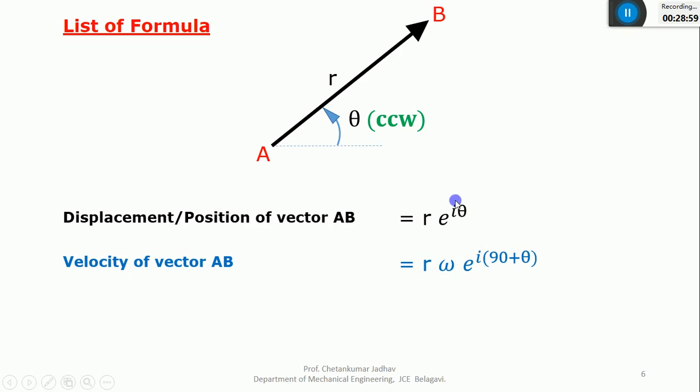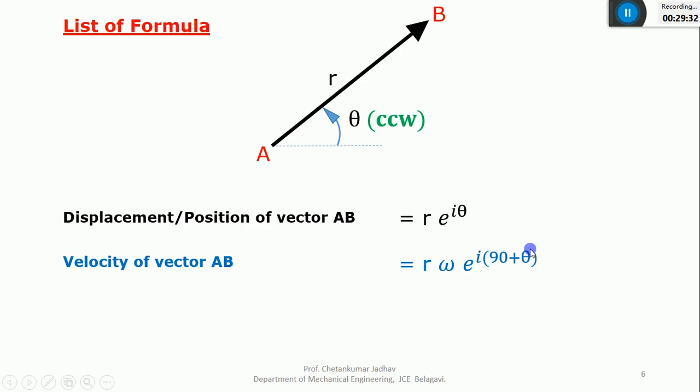When you differentiate the angular displacement of this vector, you'll get the velocity of vector AB as r into omega e raised to I (90 plus theta). The derivation is not required, even though I'll provide a note with the detailed derivation, but it is not required for the examination. Only these formulas are sufficient. When you differentiate this displacement, you will get the velocity of vector AB, that is r into omega e raised to I (90 plus theta). Please write down this.